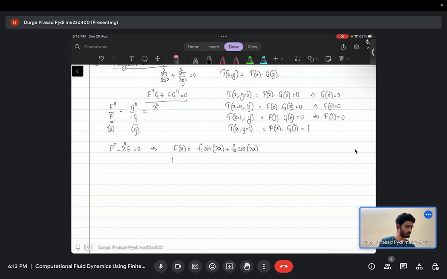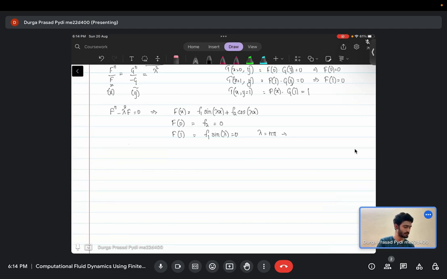Now if you substitute the boundary conditions, f of 0 will give you f2 equal to 0. If you substitute f of 1, this will give you f1 times sin lambda equal to 0. If you just consider f1 equal to 0, that will give you a trivial solution. So the other option is to have lambda equals n pi. These are essentially your eigenvalues. So now f of x is a summation of a n sin lambda n x, where lambda n is n pi.